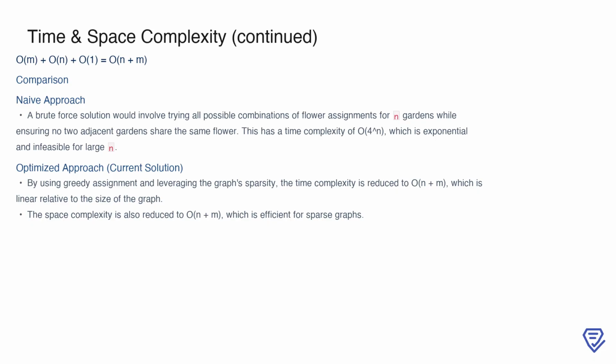In contrast, our optimized approach leverages the sparsity of the graph and uses a greedy algorithm to achieve a time complexity of O(n + m) and a space complexity of O(n + m). This efficiency ensures that the solution remains practical even for large inputs, making it both faster and more memory efficient than the naive approach.